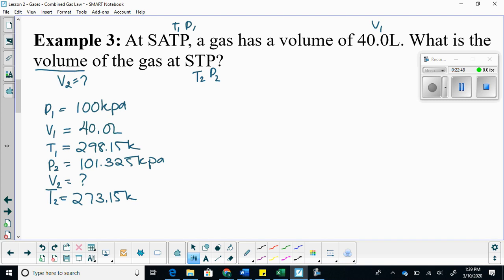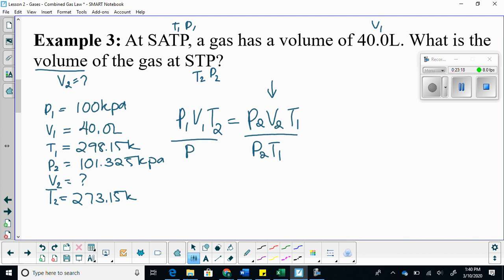$273.15 Kelvin. We are looking for volume. Yes, you will need to know SATP and STP conditions. Okay, so let's make our formula. P1 V1 T2 is equal to P2 V2 T1. Again, we are looking for V2, so we are going to isolate for this variable by dividing by P2 T1 on both sides.